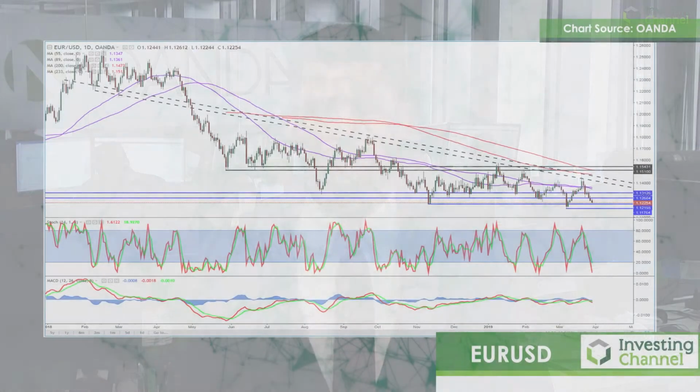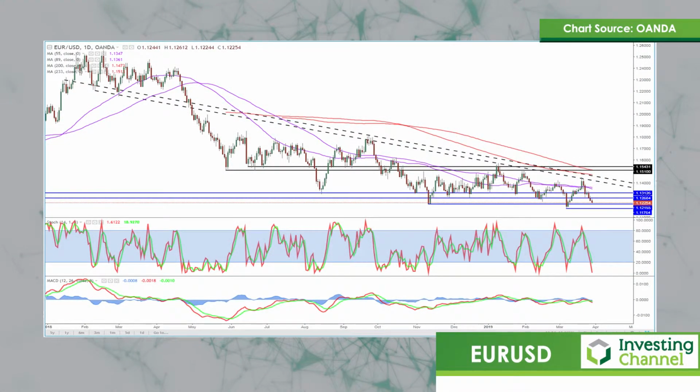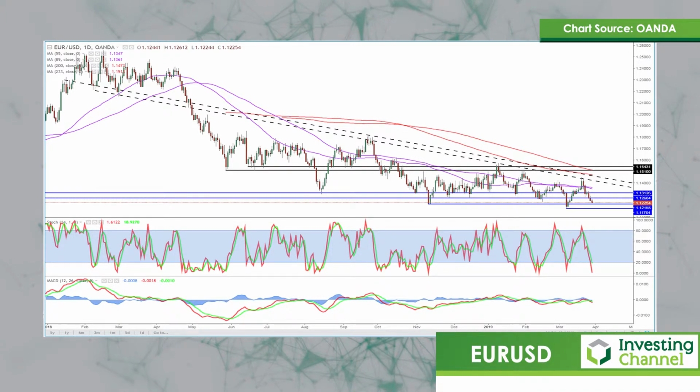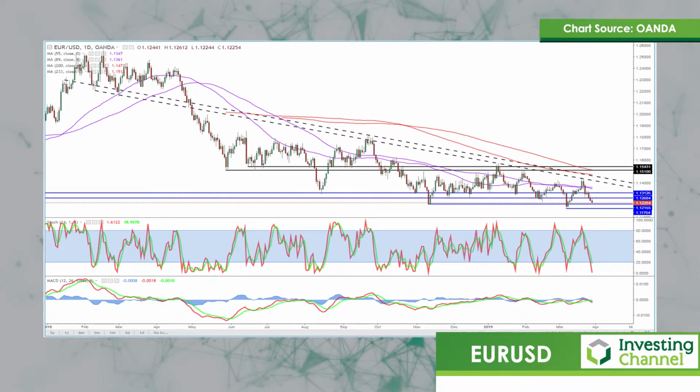Now, quite clearly, this chart shows you everything you need to know. We are on a constant downtrend here. What we're effectively seeing is a weak currency against a resilient currency.